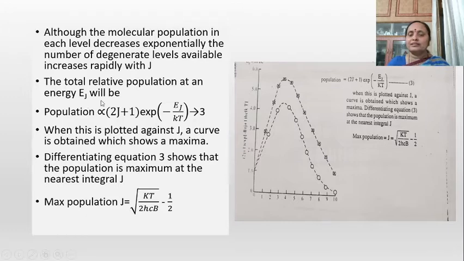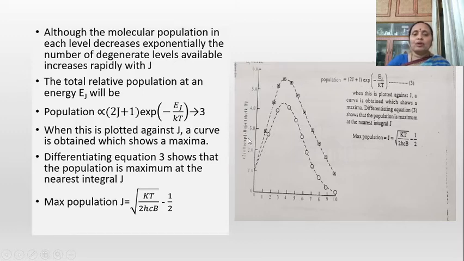at an energy Ej will be given as: population is proportional to (2J + 1) exp(-Ej/kT), and this is equation 3. Now when I plot between J values, with increase in J, and the exponential, that is exp(-Ej/kT), where Ej is B J (J + 1) hc by kT.